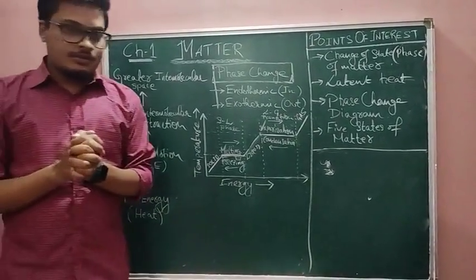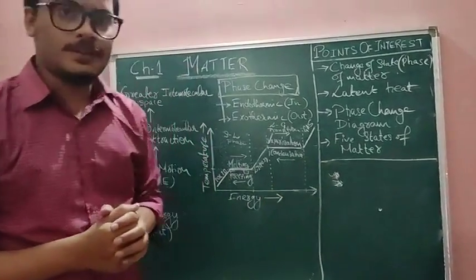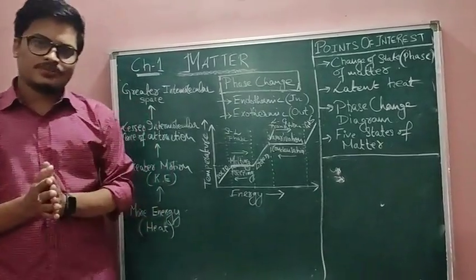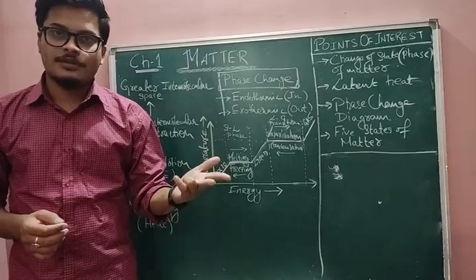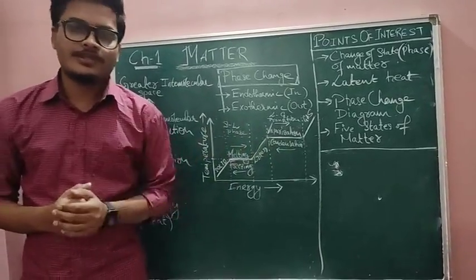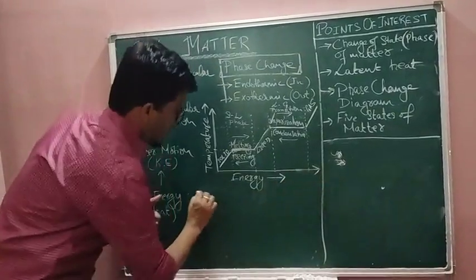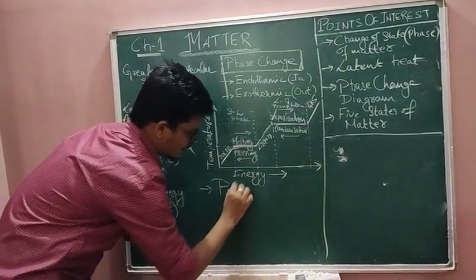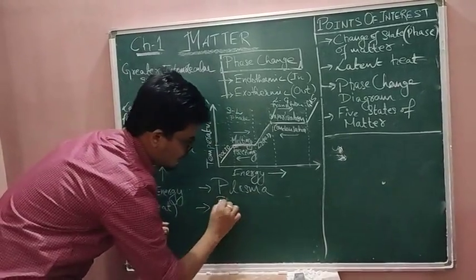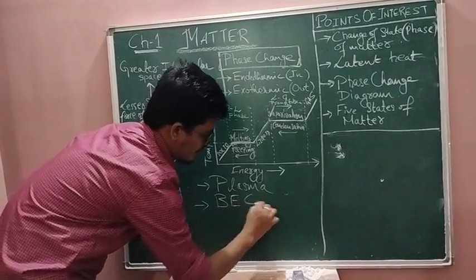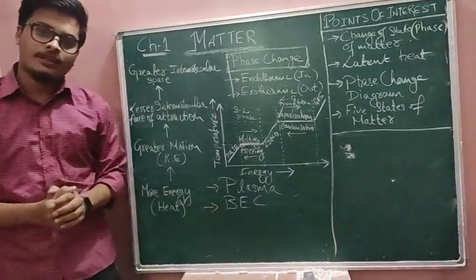Now let's move to the last topic, that is 5 states of matter. Quickly let's see it. You already know the 3 states, that is solid, liquid and gas. Then what are the 2 more states? The 2 more states are called plasma state and the Bose-Einstein condensate. Clear? Plasma state and the Bose-Einstein condensate.